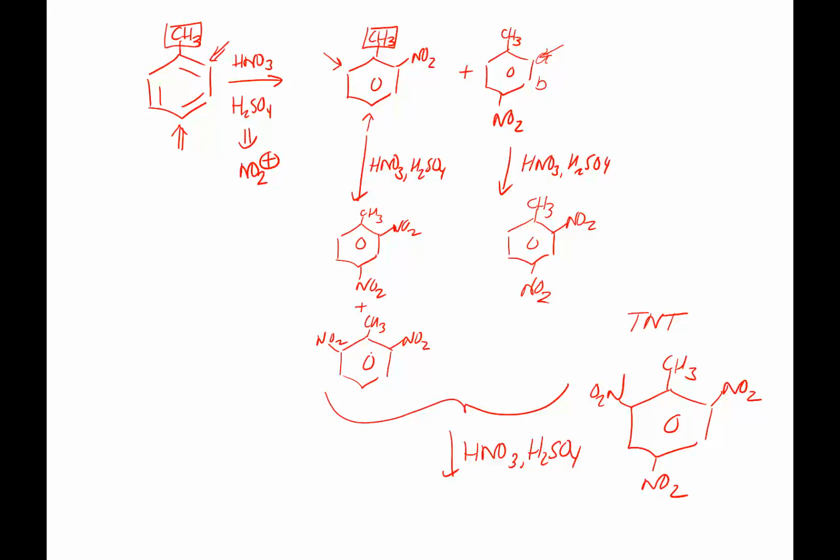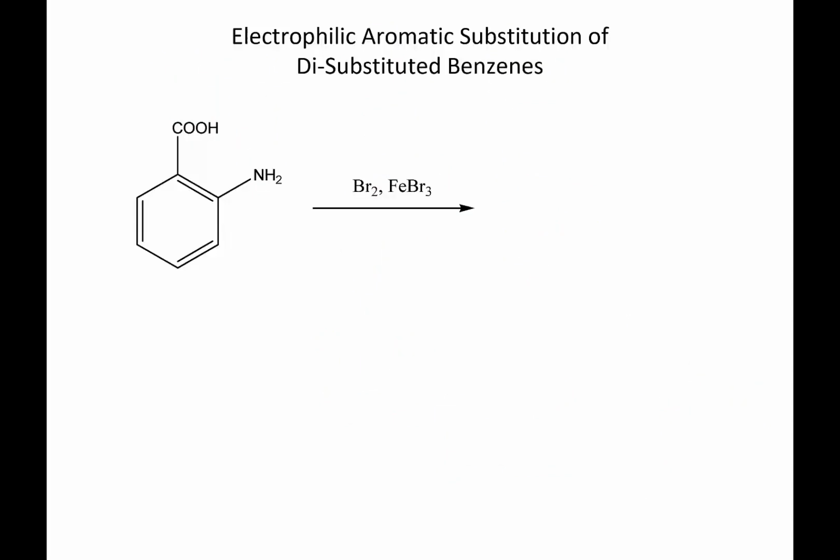so that's how we do this. We have to know our chart. Okay. So let's go and do this reaction. So let's say I've got a CO2H with an NH2, and I'm going to react that with Br2 and FeBr3.